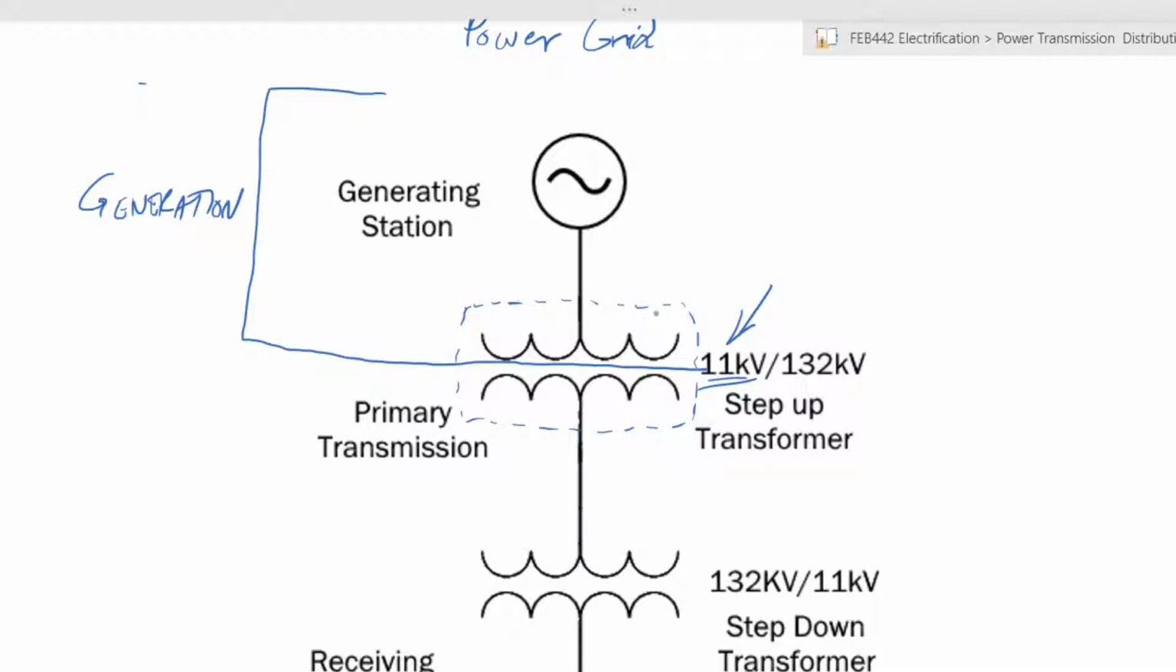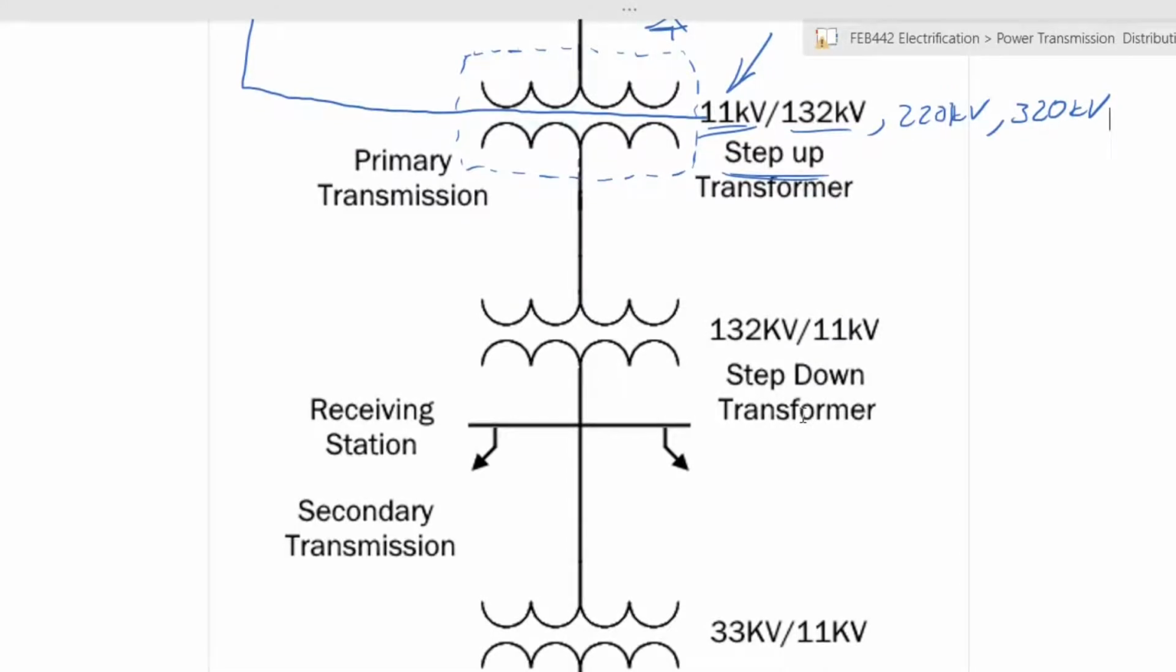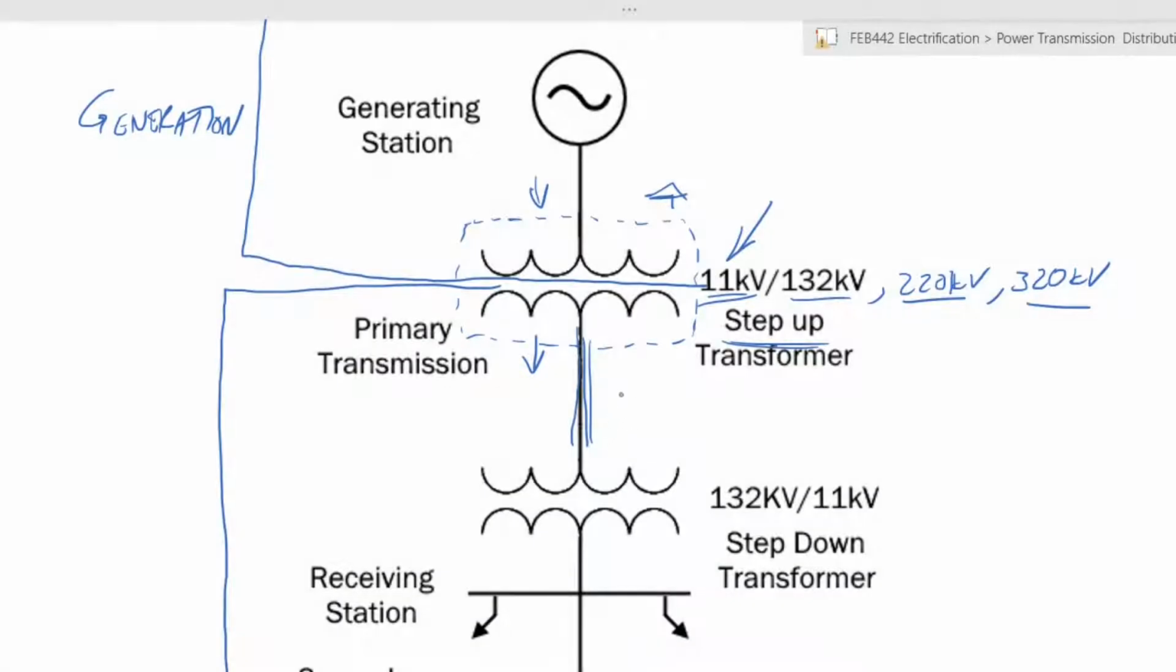On the primary side, on one side here, you have power being generated by the generating station at 11 kV, and it is what we call stepped up to either 132 kV or 220 kV or 320 kV. After generation, the next stage we go to is transmission. So transmission starts from the secondary stage of the transformer all the way down to this level here, right? Within this, you have your 132 kV or your 220 kV or your 320 kV lines.